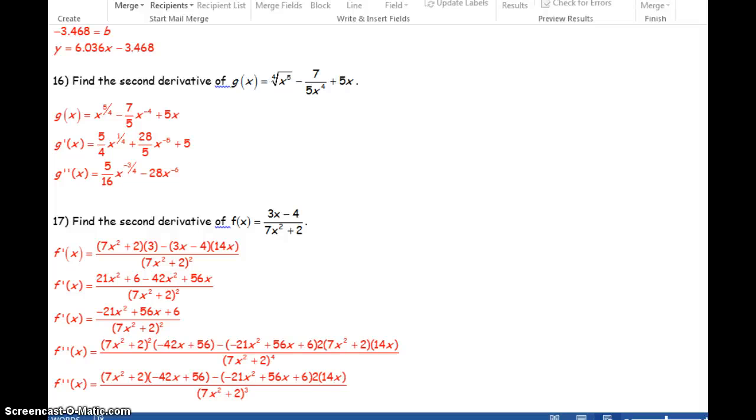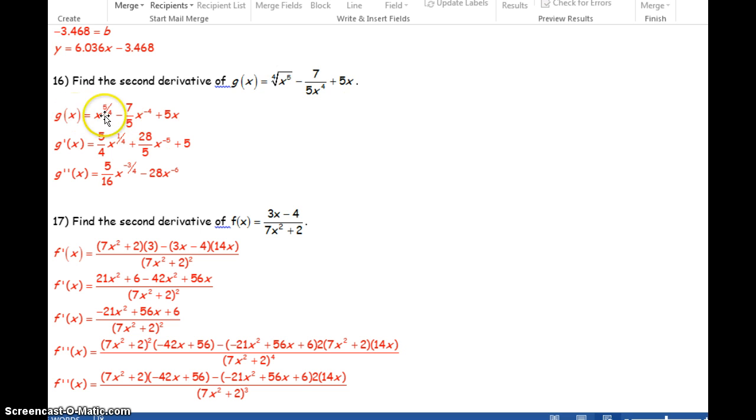This is Unit 3 review, derivatives, review number 3, question number 16 and 17. So number 16 and 17, they ask you to find the second derivative, which means you first have to find the first derivative and then take that derivative. So number 16, when you go to look for the derivative, first you have to rewrite this.